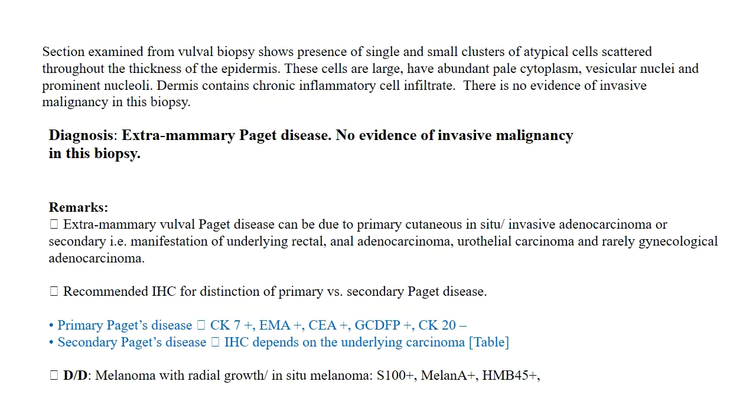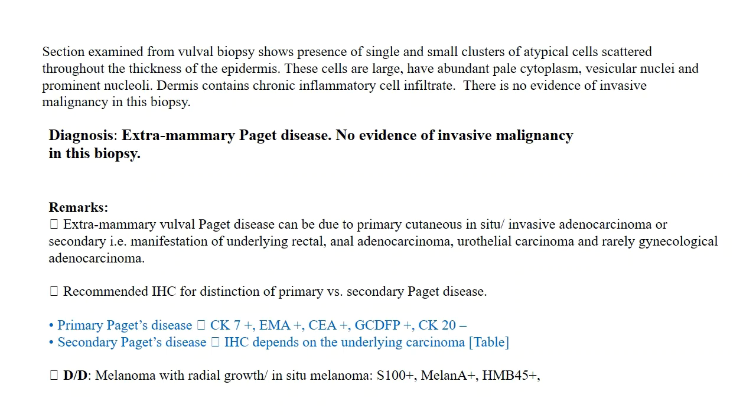So what is the recommended panel of IHC for distinction of primary and secondary Paget's disease? The primary Paget's disease will be CK7, EMA, CEA, GCDFP positive, whereas negative for CK20. Now I'll show you a table which differentiates between various secondary Paget's disease.